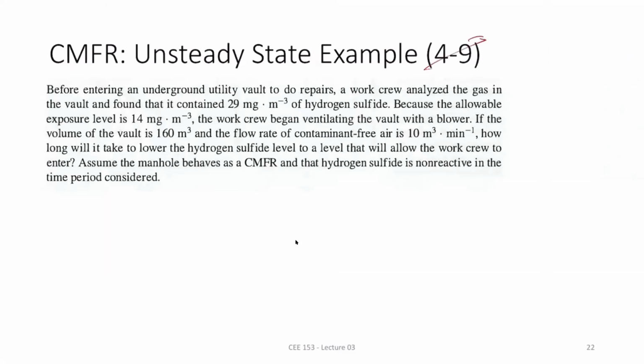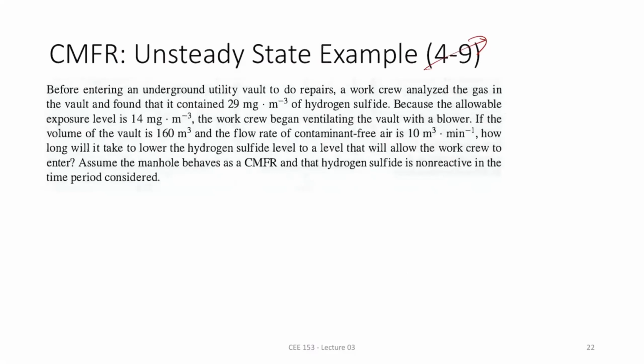So this is an example from a previous textbook, the reference book. Let's solve this one so that you learn how to solve CMFR. CMFR, continuous CSTR, these are all the same; it just means a completely mixed reactor. It doesn't really mean anything more than that.